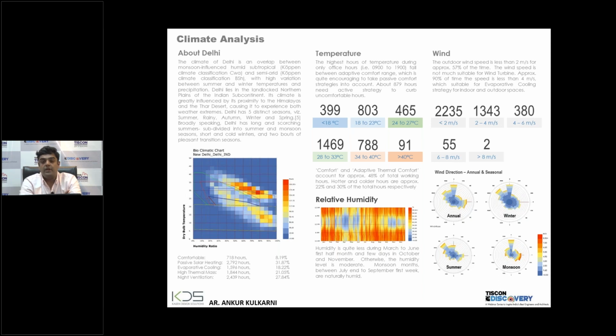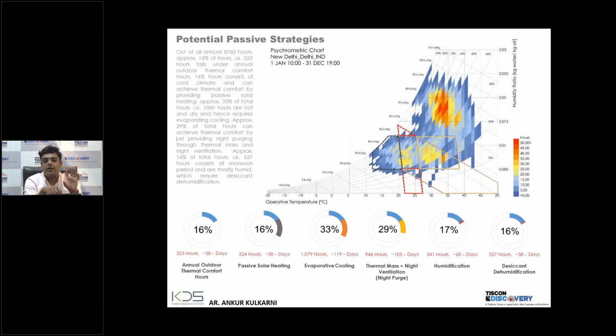Similarly, evaporative cooling. It may help for maybe 2 to 3 months, not much more than that. Earth air tunnel we tried to introduce here. So I'll just take you through quickly. So this is a climate analysis. This we did on Ladybug, and it actually tells you what the exact comfort hours are, or by introducing different strategies, how you are going to introduce your passive comfort level.